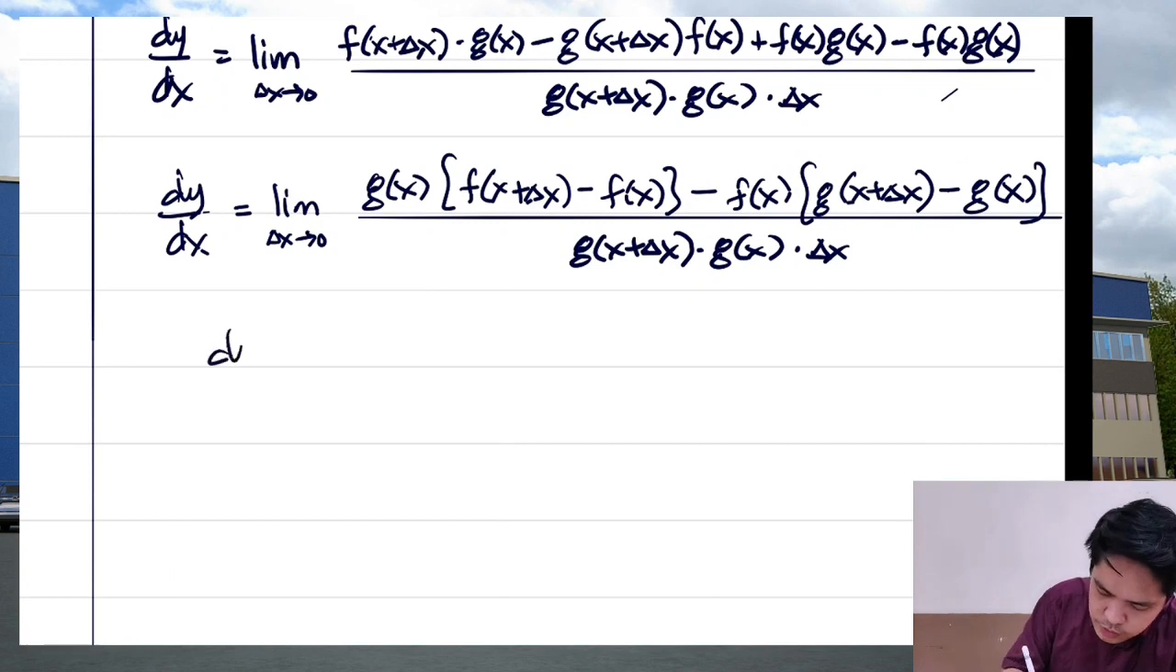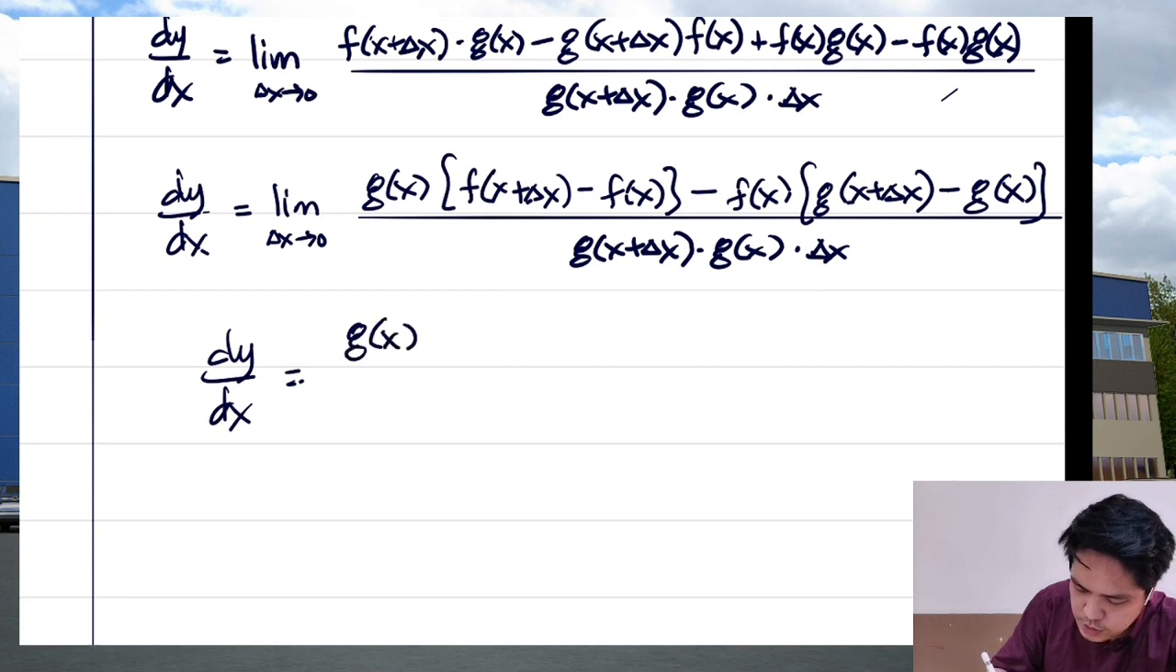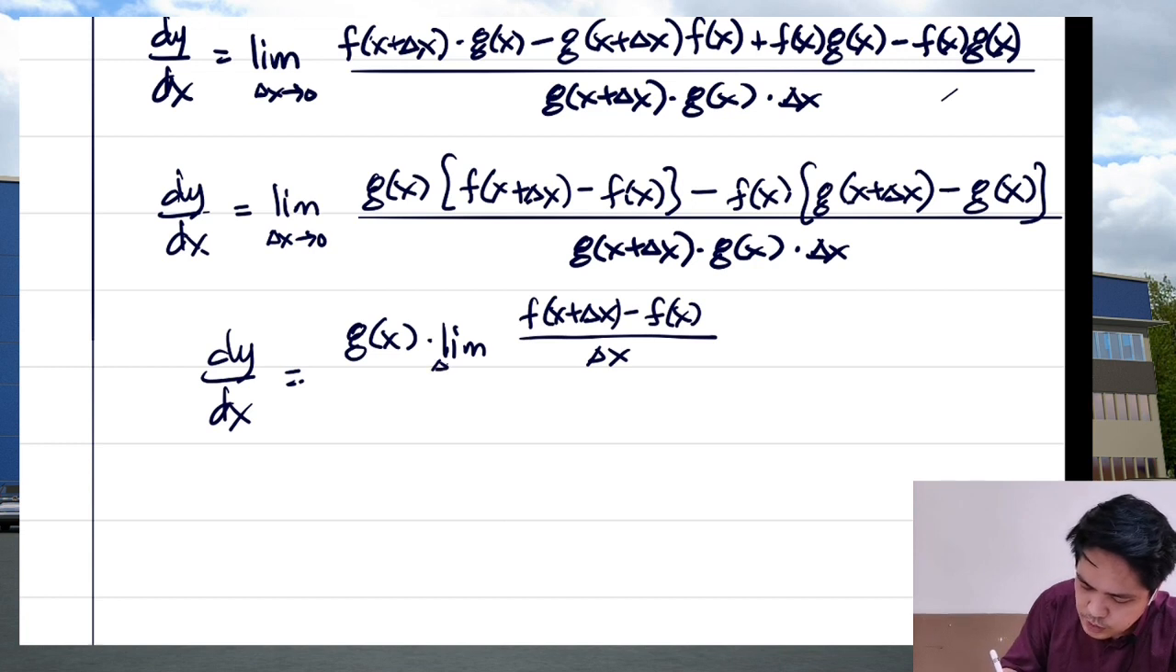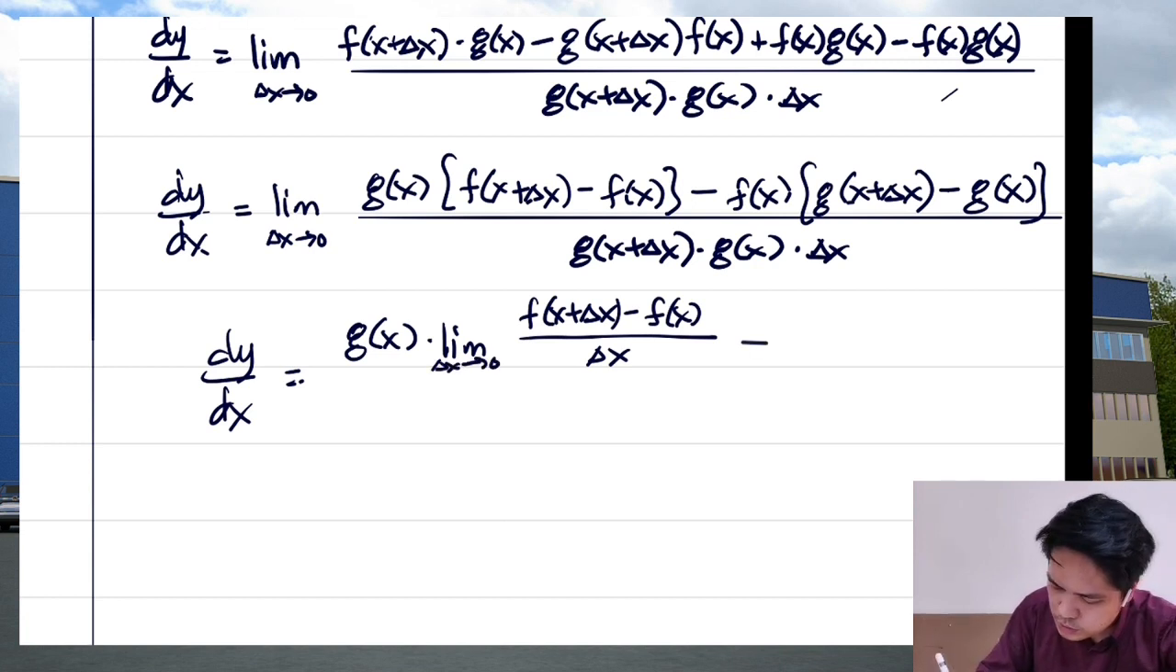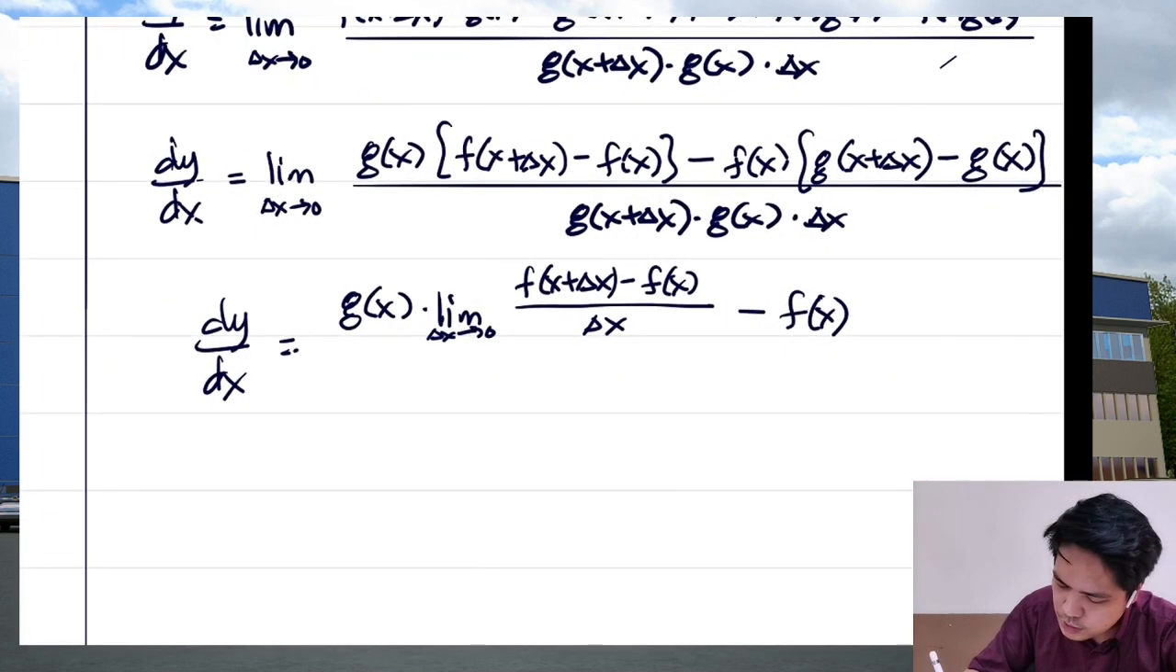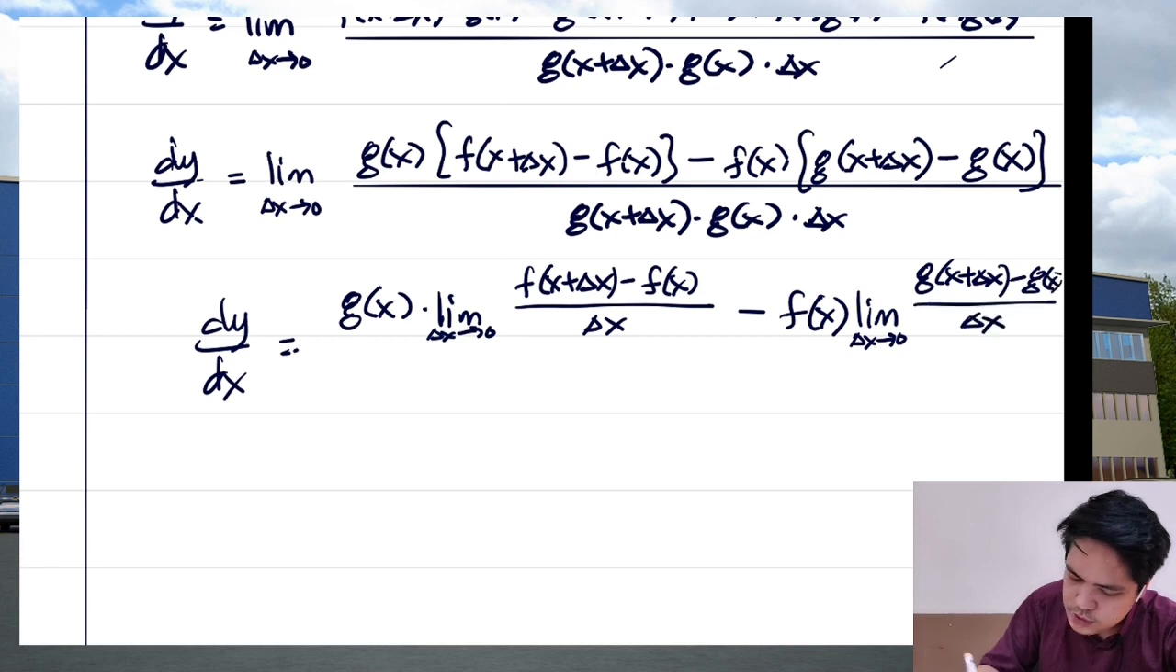So we'll have dy over dx. That's equal to, let's isolate g of x times the limit of this, that would be f of x plus delta x minus f of x over delta x as delta x approaches 0, minus f of x times the limit as delta x approaches 0 of g of x plus delta x minus g of x over delta x.